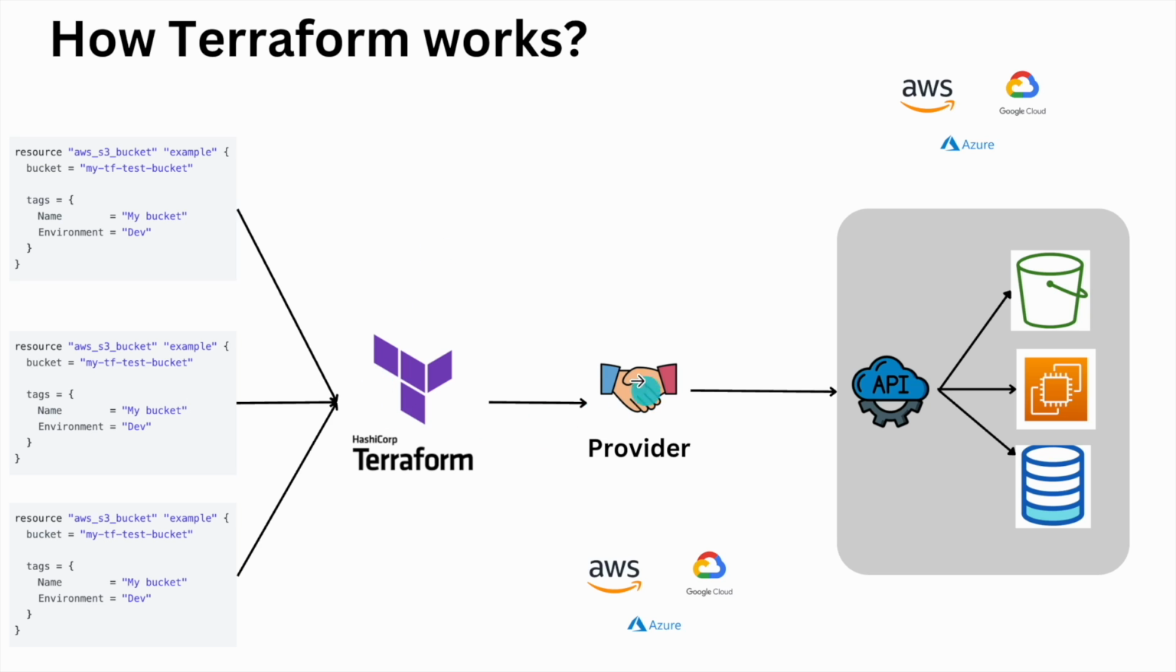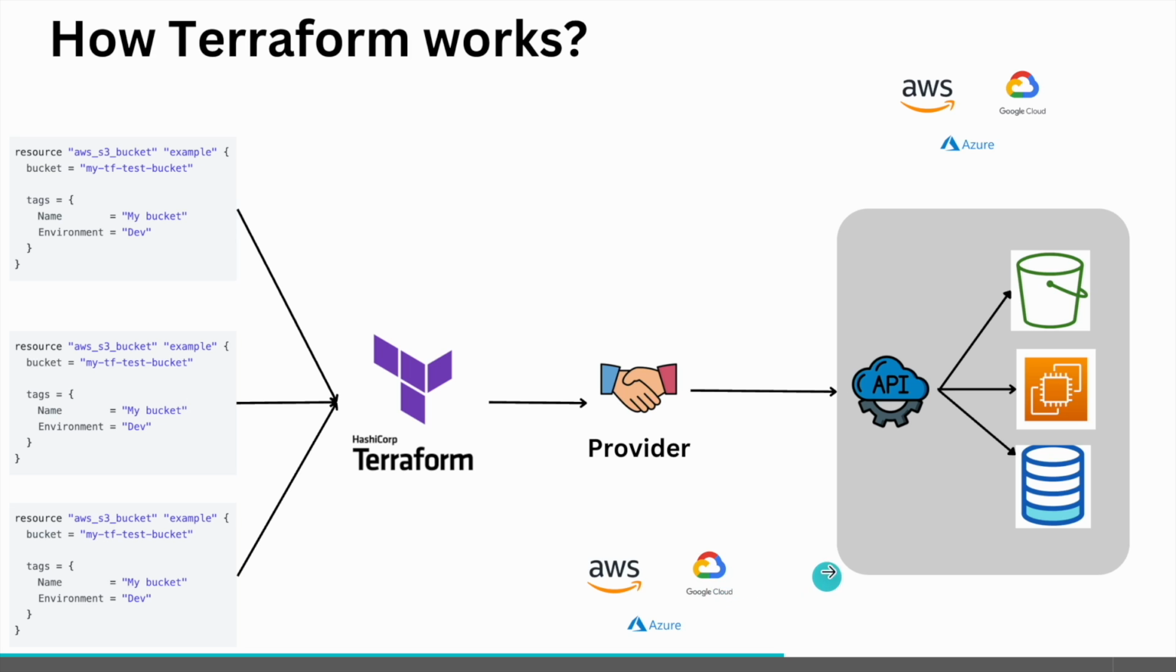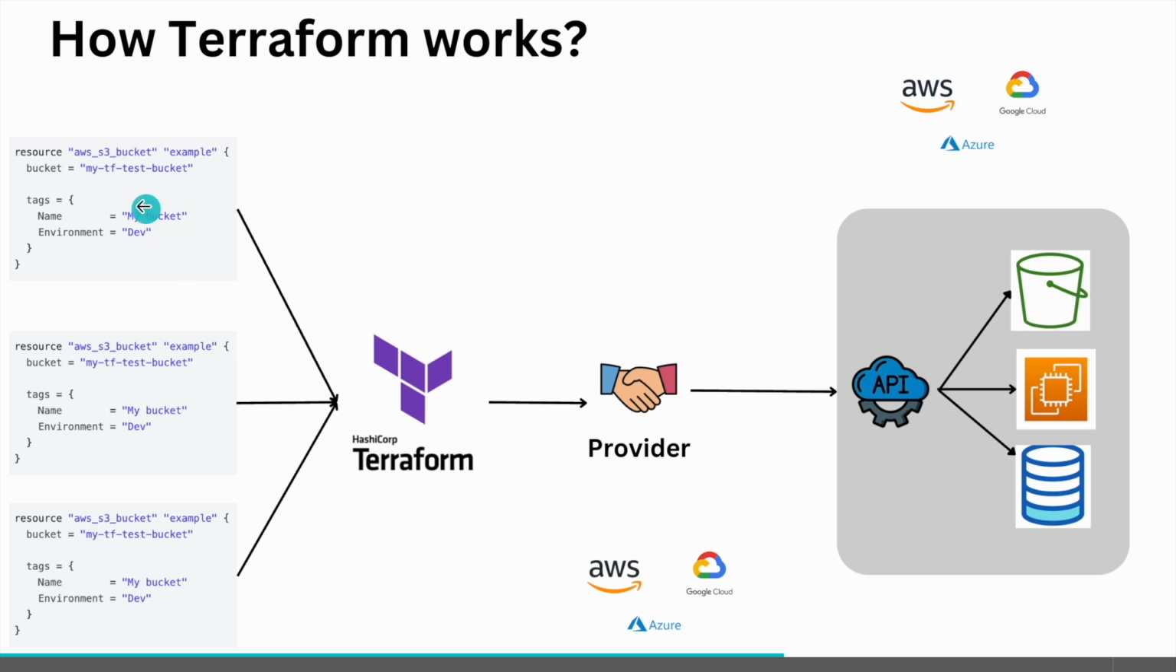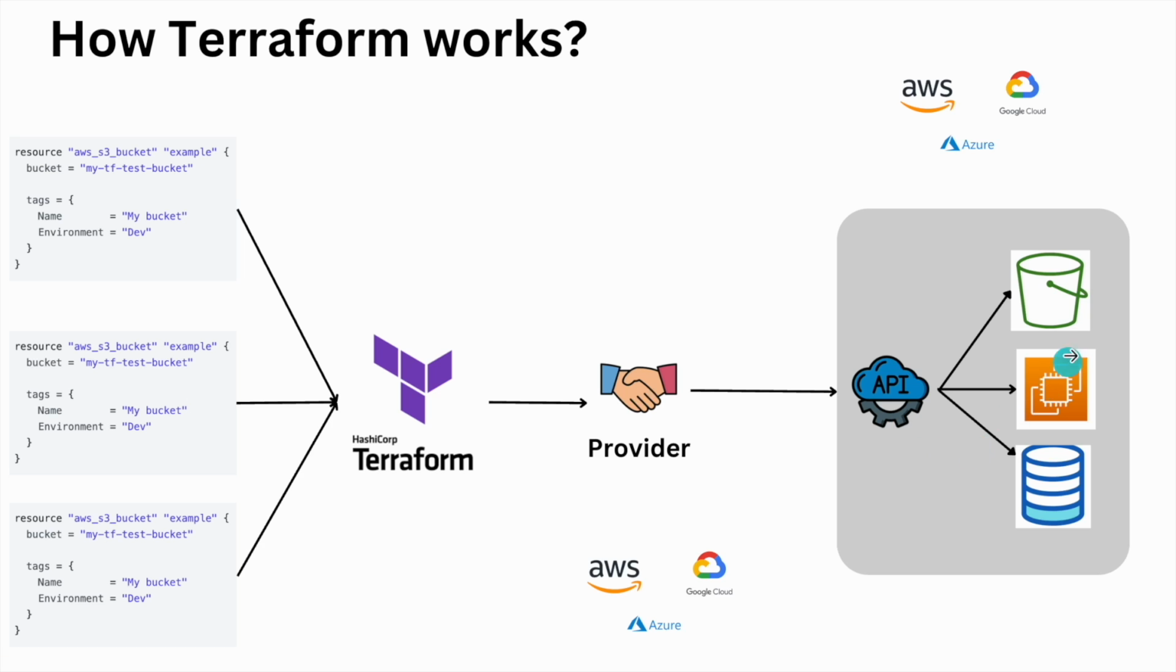Now let's see how Terraform works in a nutshell. This is a very basic flow of how Terraform works. You will have your resources defined using code. You will create these code or configuration files. Then what Terraform does is it takes these files and interacts with the provider. The provider can be AWS, Azure, Google Cloud, Kubernetes, or your on-premise resources as well. It interacts with the provider using the provider APIs. If you're creating AWS resources, it interacts with AWS using AWS APIs and creates these resources for you.